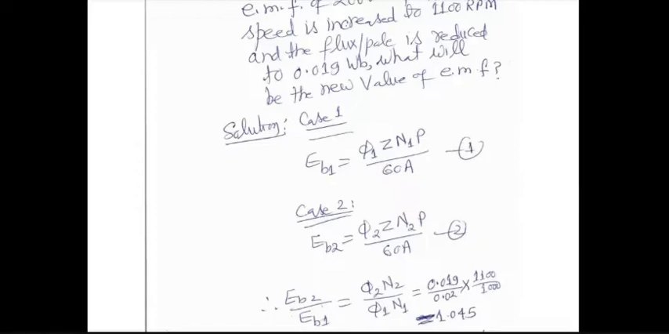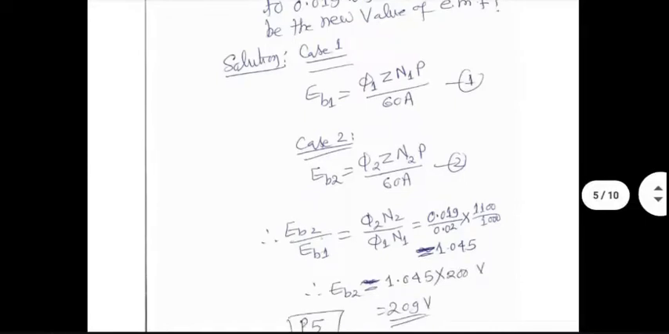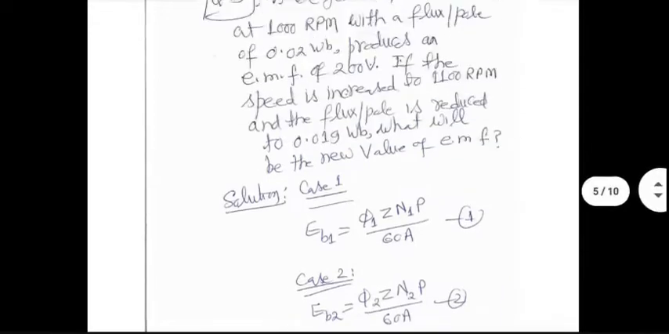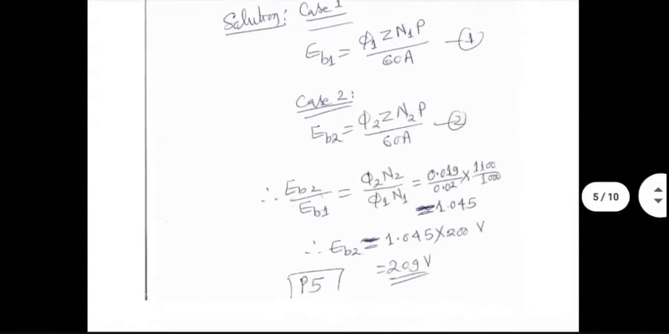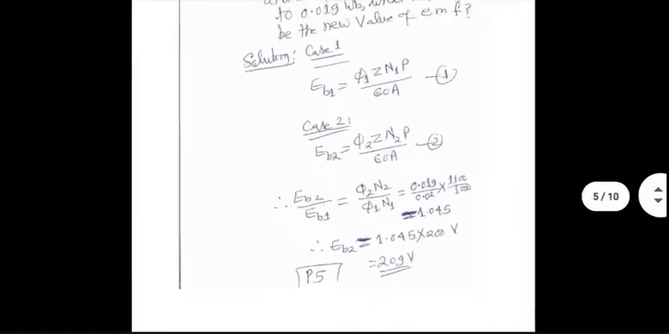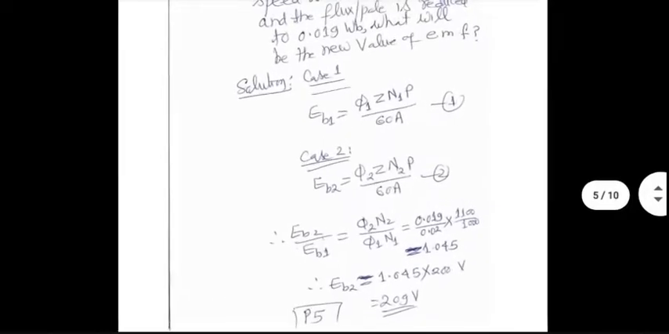And then the values are given to you. Phi 2 is 0.019 Weber, phi 1 is 0.02 Weber, N2 is 1100 RPM, N1 is 1000 RPM. So EB2 upon EB1 is 1.045 approximately. So EB2 will be EB1 multiplied by 1.045 volts. And EB1 is 200 volts. So plug in all the values. The second back EMF turns out to be around 209 volts.